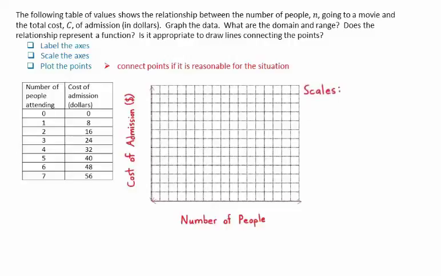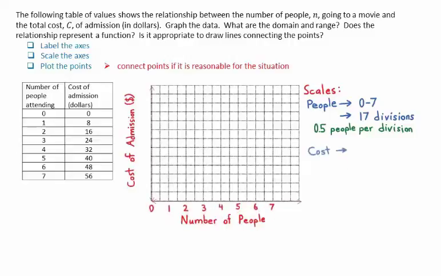For the scales, for the number of people, the data goes from 0 to 7, and there are 17 divisions on the grid. This means we can have 0.5 people per division, or 1 person for every 2 divisions. For the cost, it goes from 0 to $56, and there are 13 divisions provided. This means we can use $5 per division on the grid.